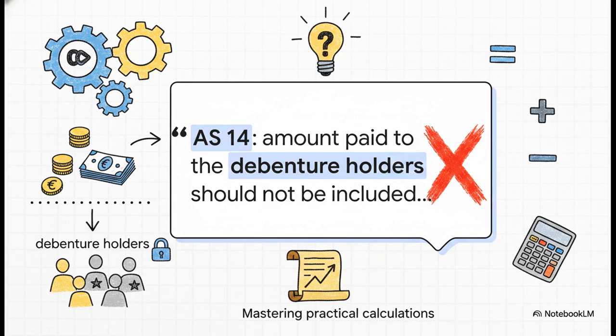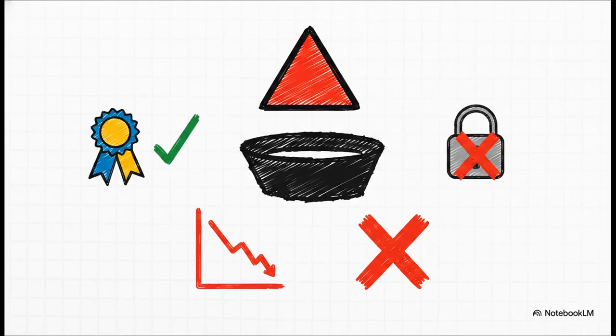Purchase consideration is defined strictly as the aggregate of shares, securities, cash, or assets paid by the transferee company to the shareholders of the transferor company. Did you catch that? Therefore, only payments made to shareholders count. So if a problem tells you the company paid off the debenture holders, you completely ignore that amount when calculating the final purchase consideration. It's a distractor. Let's quickly round up these traps so you can avoid them.